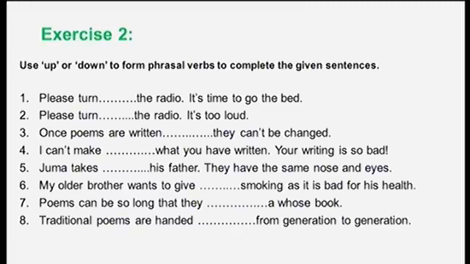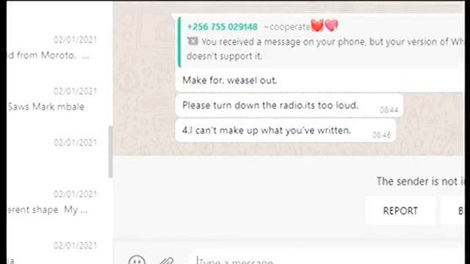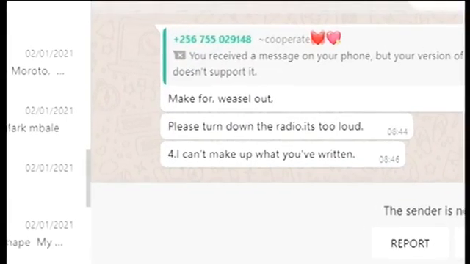Yes, please write in, send in the answers. Doesn't matter, you can send in one by one. For those who can call in, then I have, please turn down the radio, it's too loud.